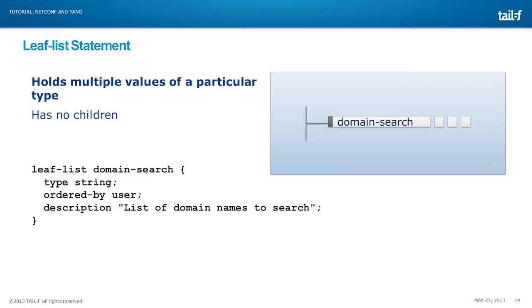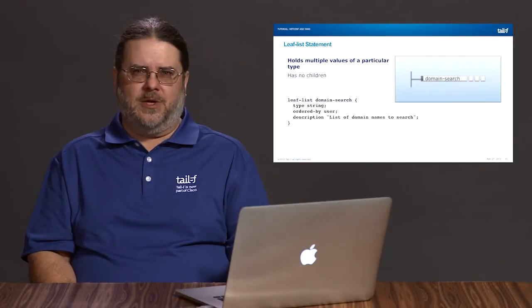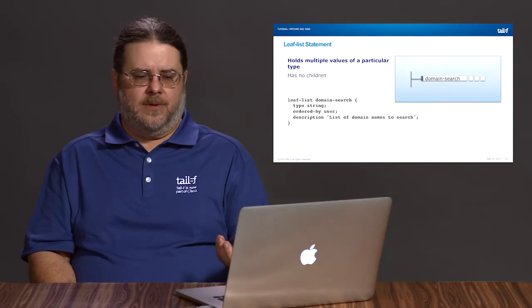Ordered by user allows the user to control the order they are always presented if you do a show or if you access them from your applications. Ordered by user could be useful. So for example, this leaf list that's called domain search. This is a list of domain names that we want to search, and we also want to make sure that they are searched in a particular order. So maybe most specific to most general, closest server to furthest server. So here they've been declared ordered by user to control that order.